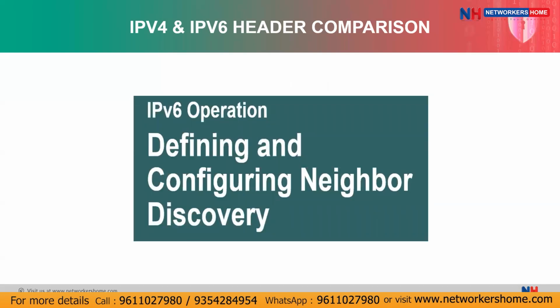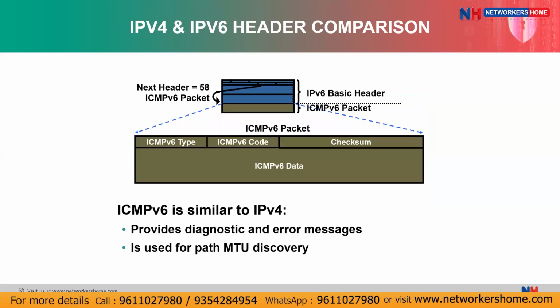Now we will discuss IPv6 operation: defining and configuring it, and what the neighbor discovery mechanism is. IP version 6 does not use ARP. In place of ARP, it uses the ICMPv6 neighbor discovery mechanism. It consists of ICMPv6 type, code, checksum, and the ICMPv6 data part. It provides diagnostic and error messages, and it is used for path MTU discovery.